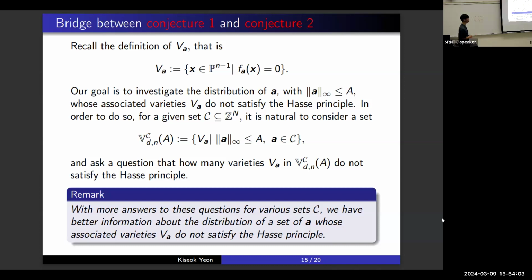If you take C to be a set with a single element, then this question becomes conjecture 1, because we fix the coefficient and ask whether this variety satisfies the Hasse principle or not. And if you take C to be the whole set of integer vectors, then this question becomes conjecture 2. So you can regard this as an intermediate question between conjecture 1 and conjecture 2. With more answers to these questions for various sets C, you will have better information about the distribution of the set of coefficients whose associated varieties V_A do not satisfy the Hasse principle.